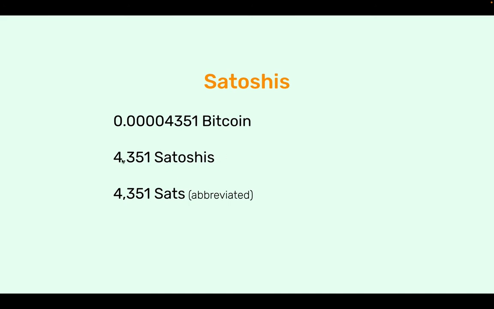So you would see the same value, the same transaction, but expressed in an app or a payments app as 4,351 Satoshis. Some apps are already using this, especially those that use Lightning Network for high volume transactions in Bitcoin. And the abbreviated form of this would be 4,351 sats. So the Satoshis may be the way we call Bitcoin and Bitcoin transactions in the future.